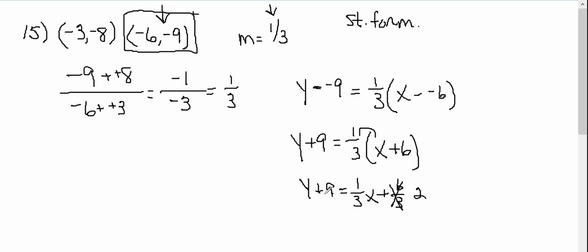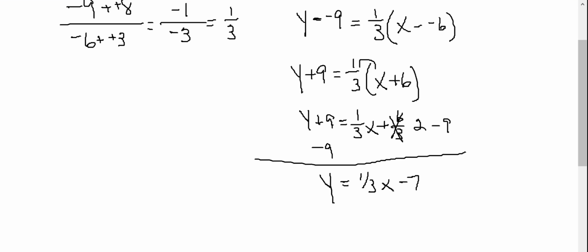Okay. How about if I subtract 9 now? Subtract 9 from both sides. And I've got y equals 1 over 3 x, 2 minus 9 is negative 7.